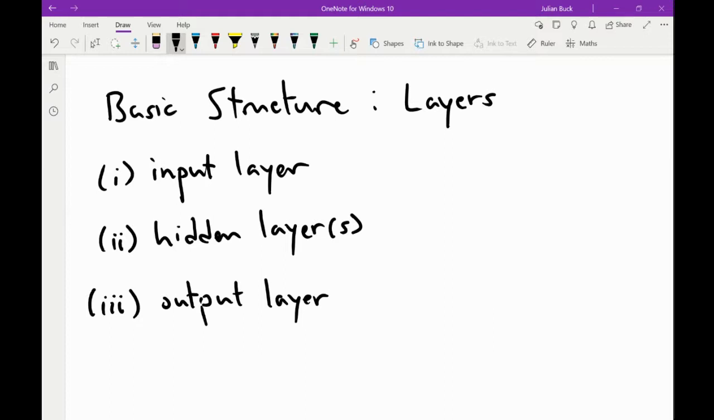And one reason for the name hidden is we see what goes in, that's our input, we know what that is. And we see what goes out, those are the outputs. But we don't actually necessarily see what's going on at the hidden layer. Okay, so here then is what a basic neural network looks like.